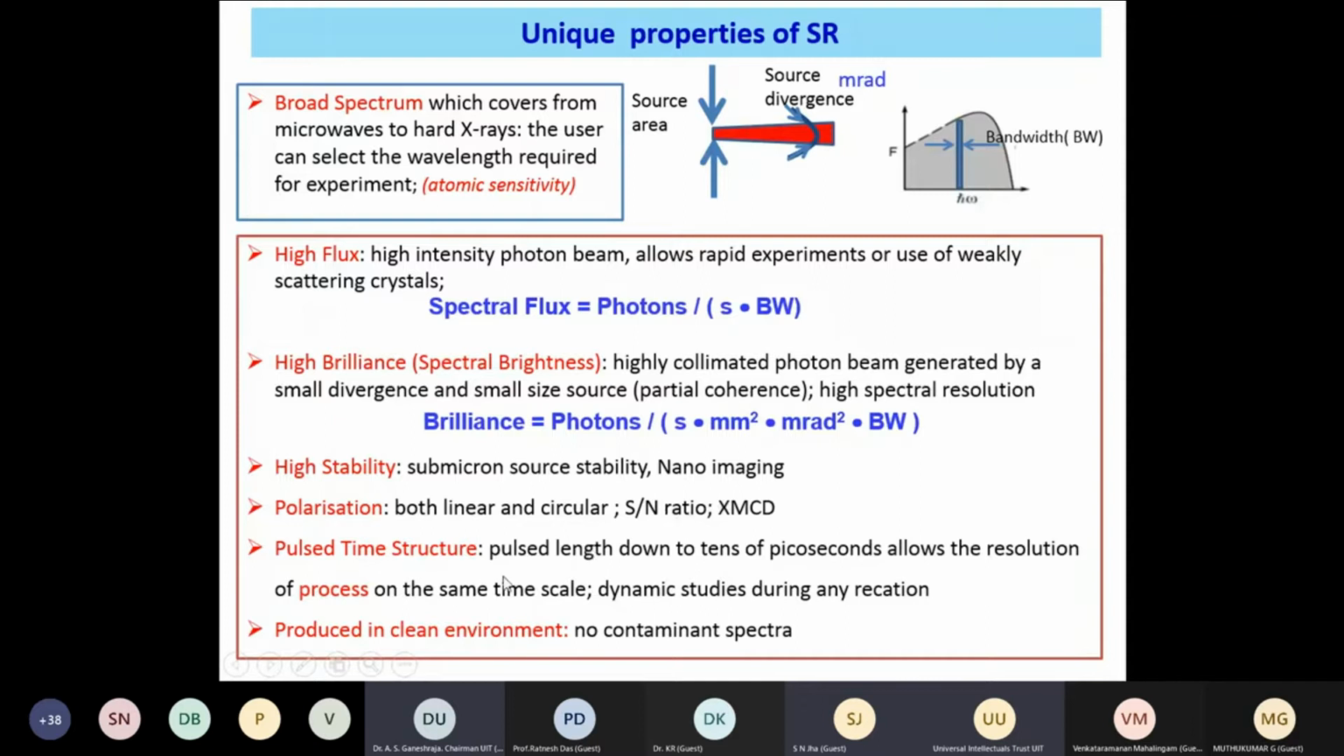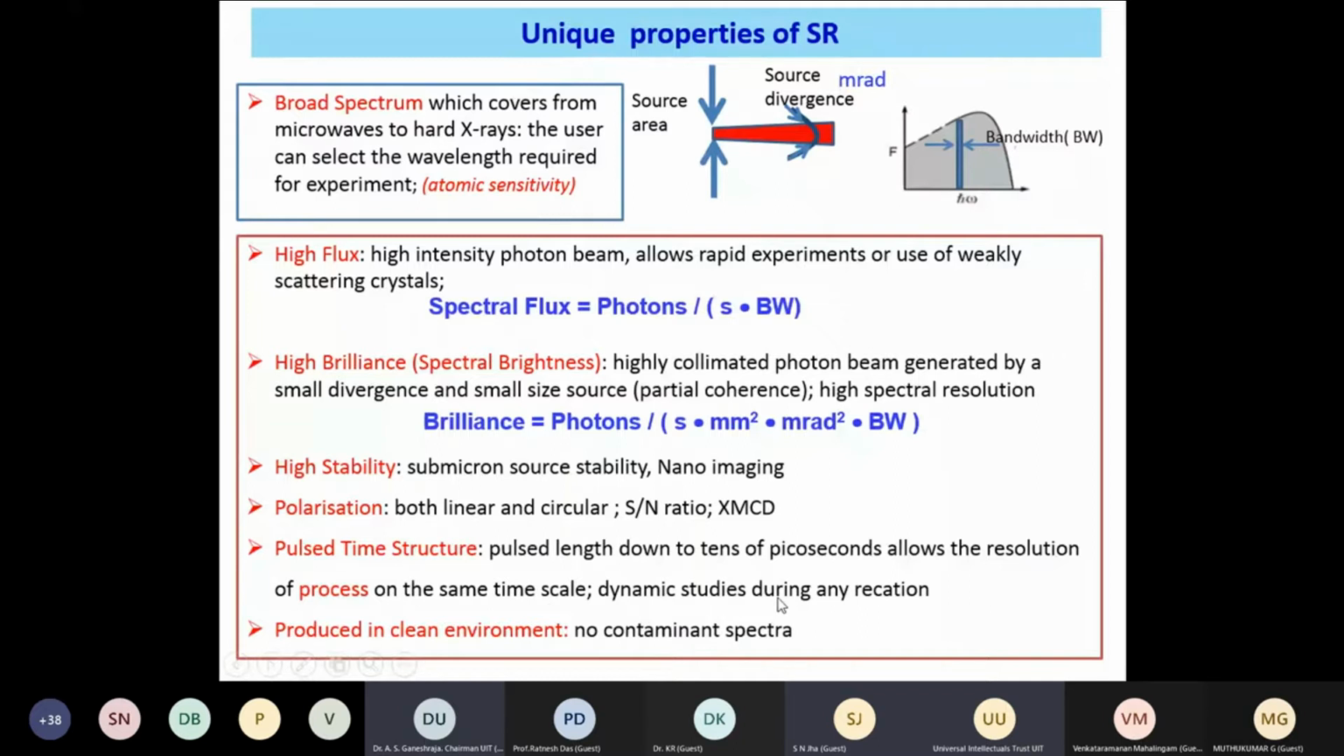Then it has a pulse time structure. The pulse length, down to tens of picoseconds, allows the resolution of time resolved processes on the same time scale. So dynamic studies during any reaction can be performed.